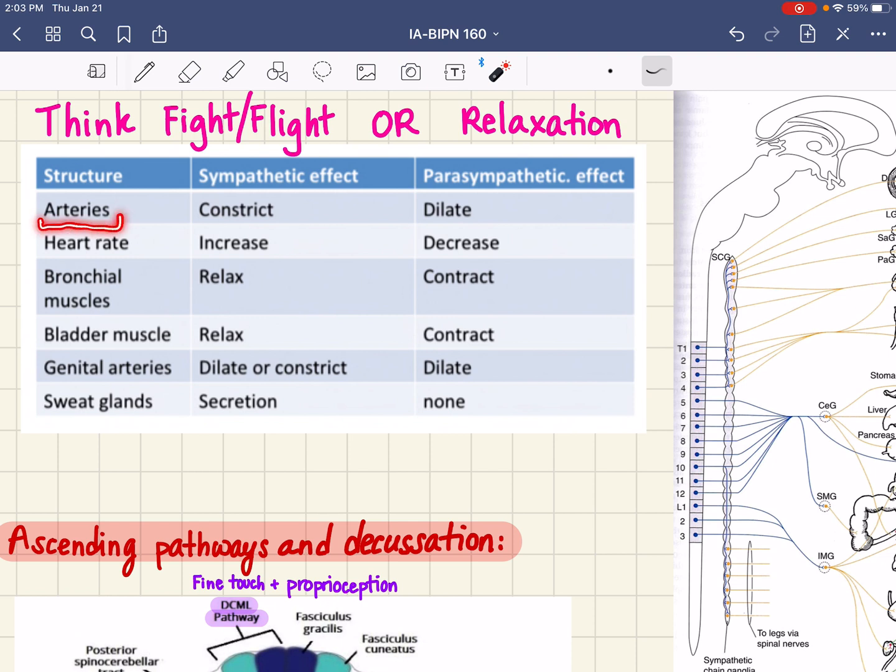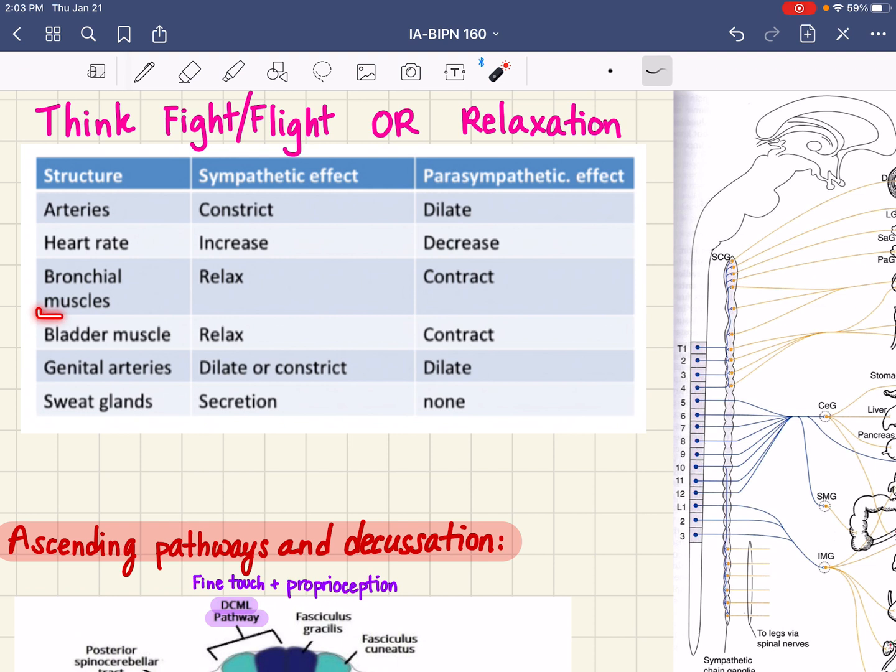My arteries that are going to my skin, for example, will be constricted. That is why many people turn white when they are afraid of something, right? When they are scared, because the arteries that are going to your skin are constricted and you lose your pinkish color of your face. My heart rate will increase because I need to pump more blood throughout my body so I can run away from this lion.